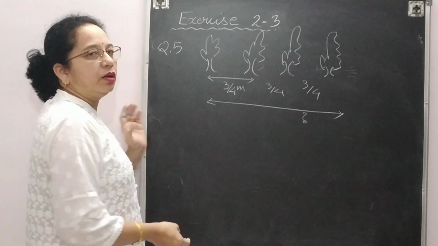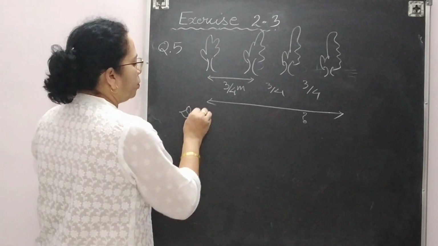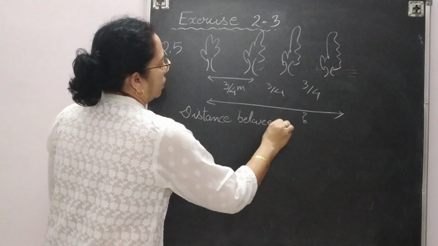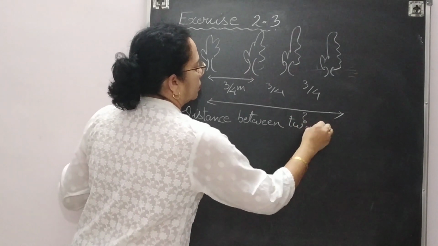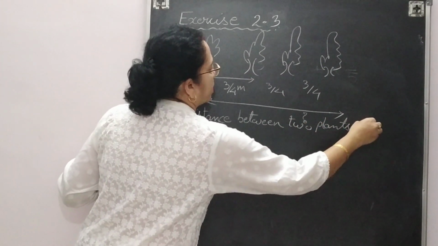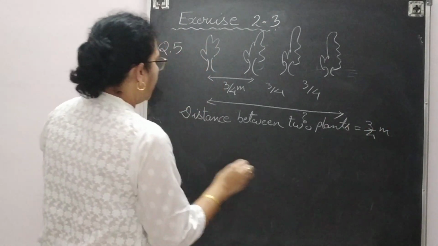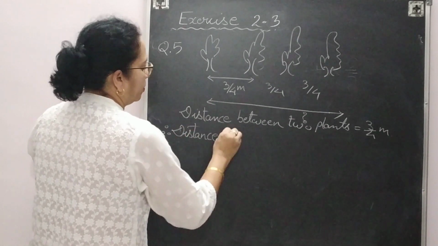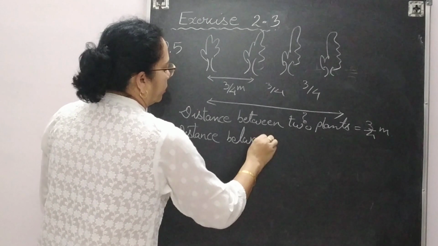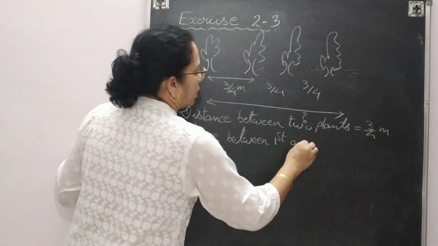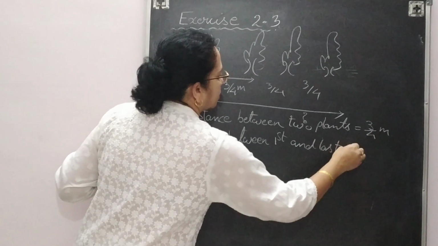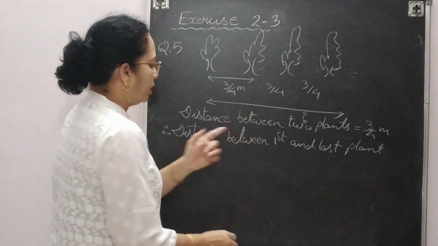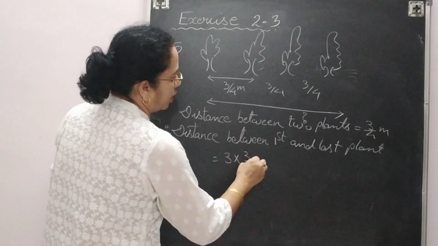Okay, so let us write down the statement. Distance between 2 plants. Here it is given 3 upon 4 meter. And you need to find, therefore, distance between first and last plant. So how to find? How many times? 3 times. 1, 2 and 3. So this is equal to 3 times of 3 upon 4.